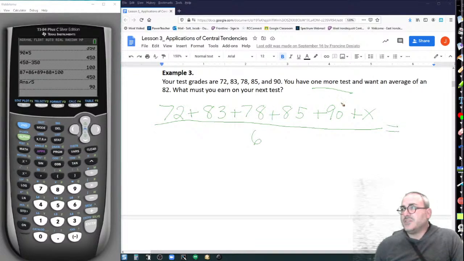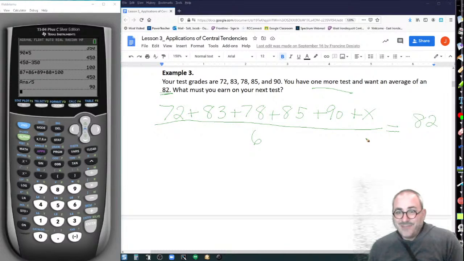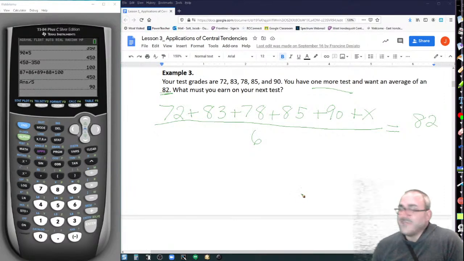All of that is equal to, what do I want? I want an average of 82. So I want this to all average to 82. All right. If you can do it now, pause it and slam dunk it. If you can't, let's keep going.